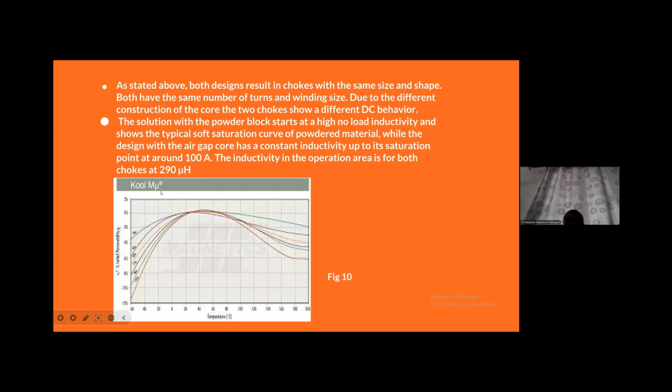So as we can see, this is sand dust material, and at a high no-load inductivity, this shows the typical soft saturation curve of powdered material. While the design with the air gap core has a constant inductivity up to its saturation point, the inductivity in the operation area is the same for both chokes. So we can see the temperature and also the permeability, right? So this is for the sand dust material.